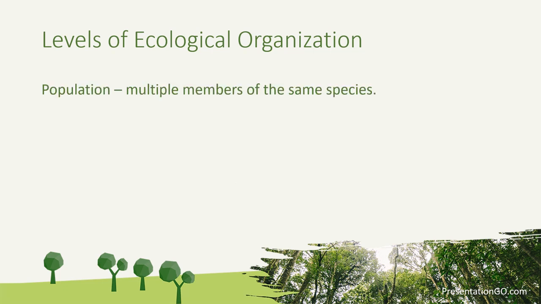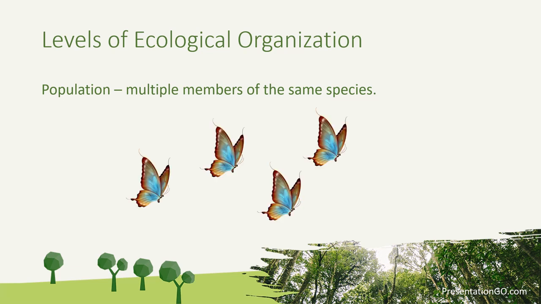The next level is population, multiple members of the same species. In contrast to how we only had one butterfly in the previous slide, this time we have a population of butterflies since there is more than one. This goes for any organism. The butterfly is just an example. You can have a population of deer, a population of bacteria, and so on.